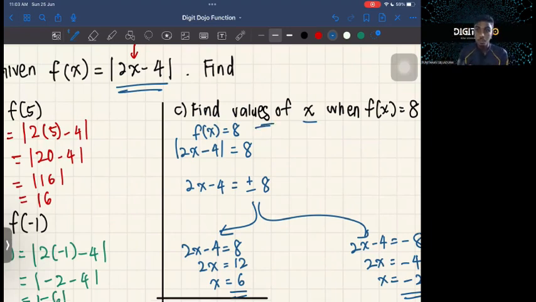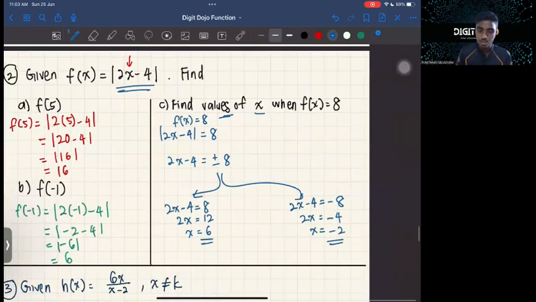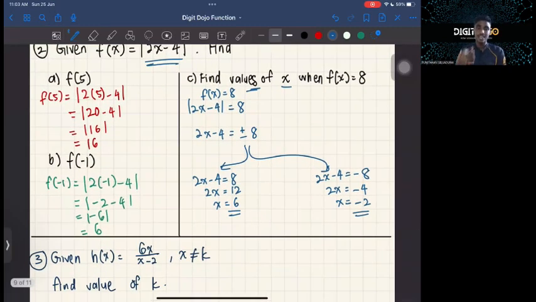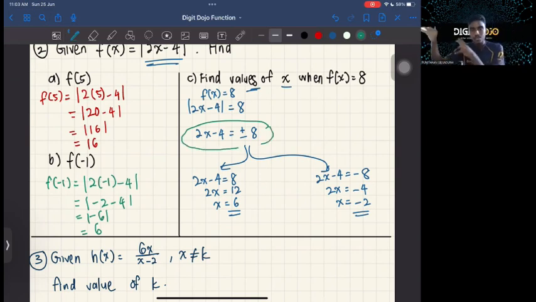So now we are having two values of x. x is 6 and also x is negative 2. Remember, this step is very, very important. Don't miss it. When you want to remove the modulus, put plus minus after the equal. And then there are two possibilities you can do. Positive 8, negative 8. And you will get the 2x value.